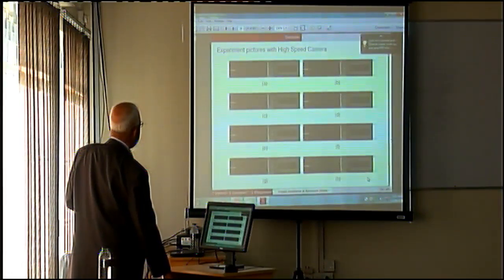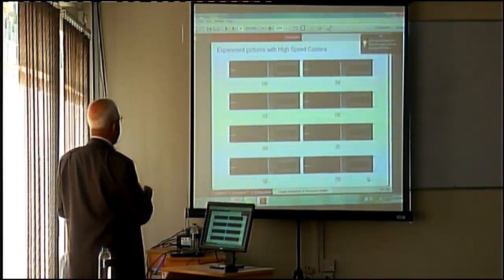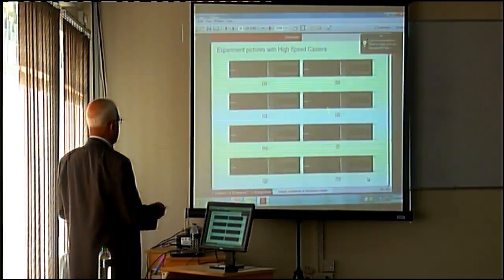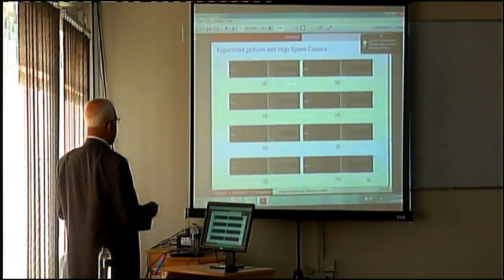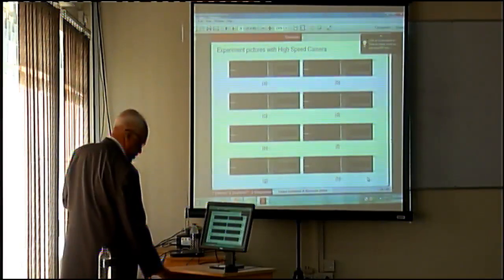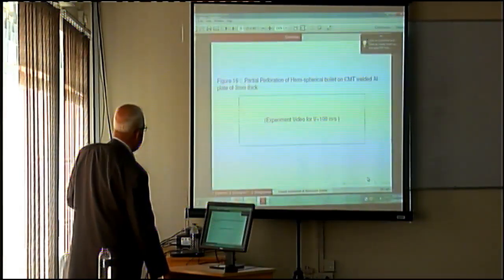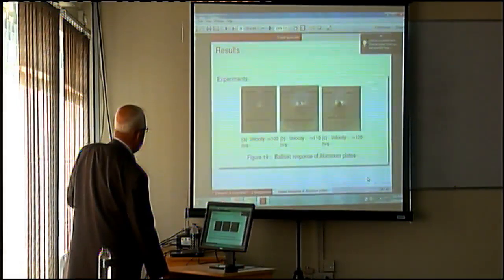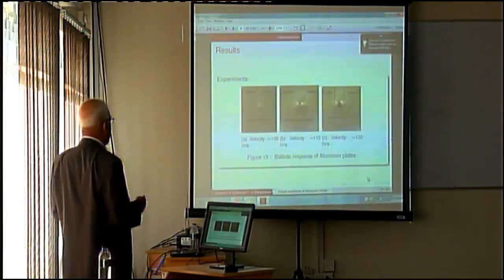And this is with the high-speed camera when the projectile hits the target. The movement is shown in this particular slide, but it may not be that clear. This is the experiment. I'm skipping that because the video may not be possible here.